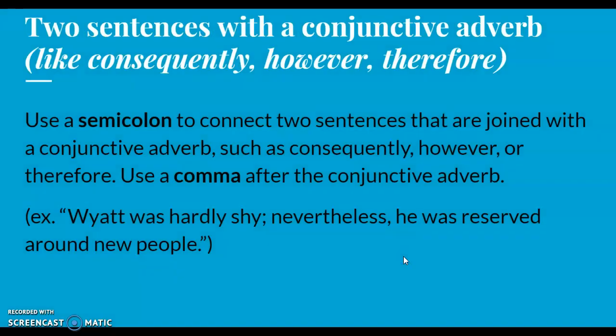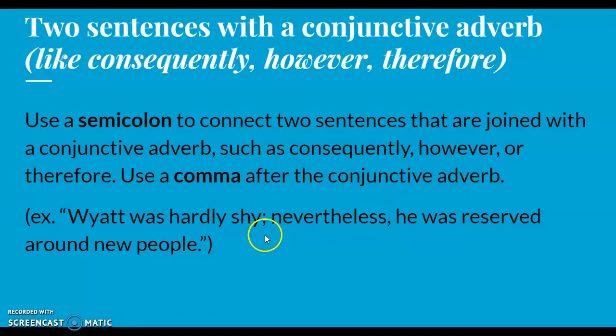Okay, we can also do, very similar to that, two sentences with conjunctive adverbs. So we still have complete sentences, but we're adding a little bit to this one to show the relationship. So a word like nevertheless or consequently or however, it's still two complete sentences that are closely related, but it's showing a little bit of the relationship. So Wyatt was hardly shy can stand alone. He was reserved around new people can stand alone, but the nevertheless just kind of clarifies that a little bit.